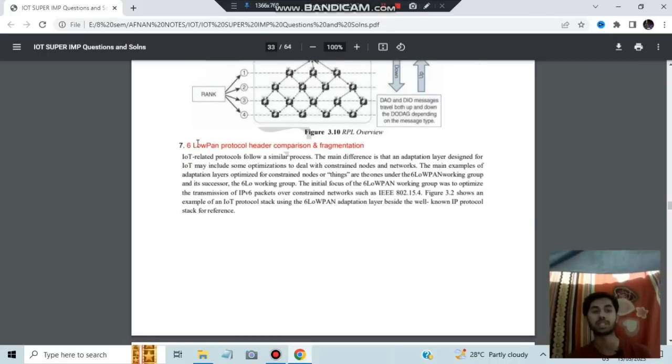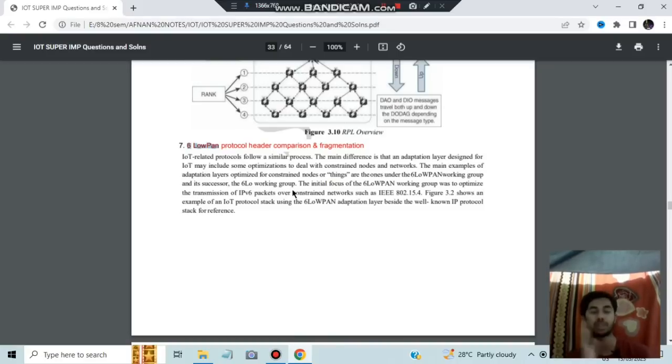Let's move on to the next question, which is the 6LoWPAN protocol, header compression and fragmentation. Why do we need 6LoWPAN? I already told you there are three methods for optimizing IP: 6top, 6LoWPAN, and another one. These two, 6top and 6LoWPAN, are the most asked. So let's have a look. This also uses IEEE 802.15.4, but not the E variant, just 15.4, and it is a successor of the 6LoWPAN working group.